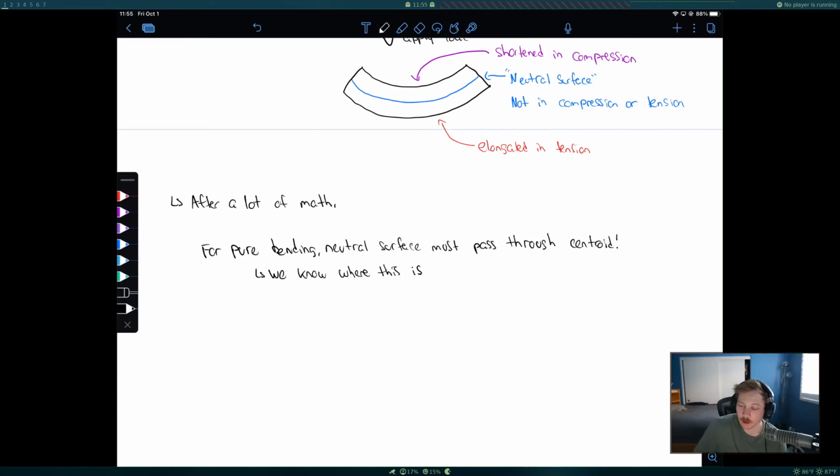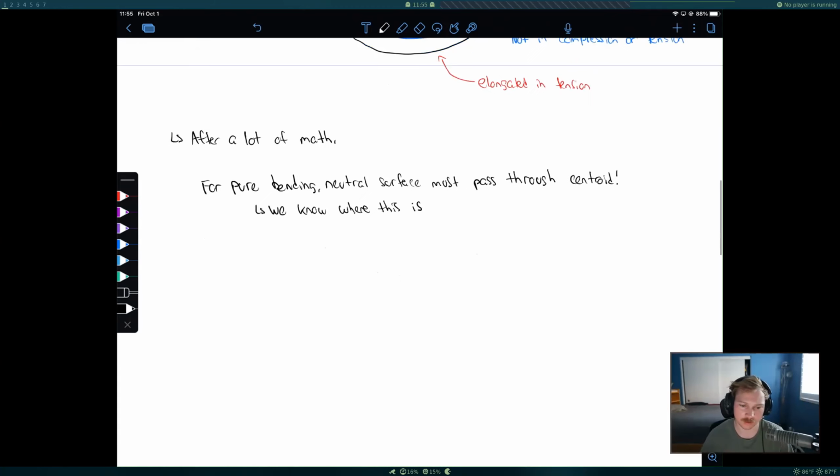Okay, and again, we know where that centroid is. It's going to be in the very middle of our beam. So we know where it is: h divided by 2, the height divided by 2. So now that we have this simplification, which is obviously very nice, we can actually calculate the bending stress.